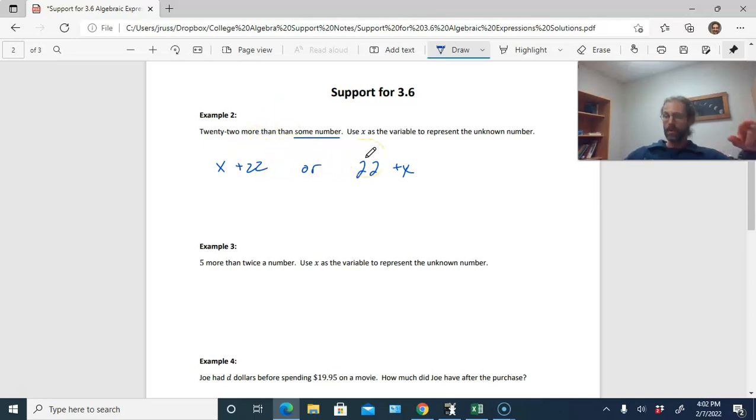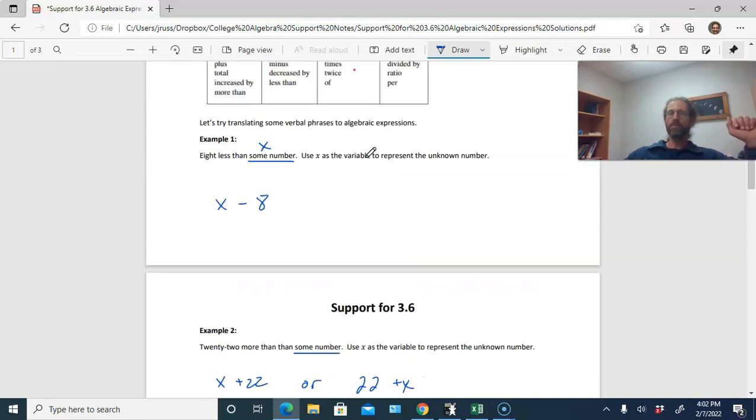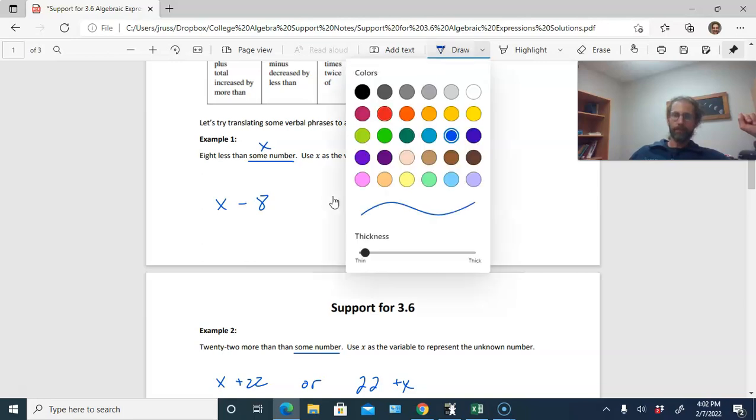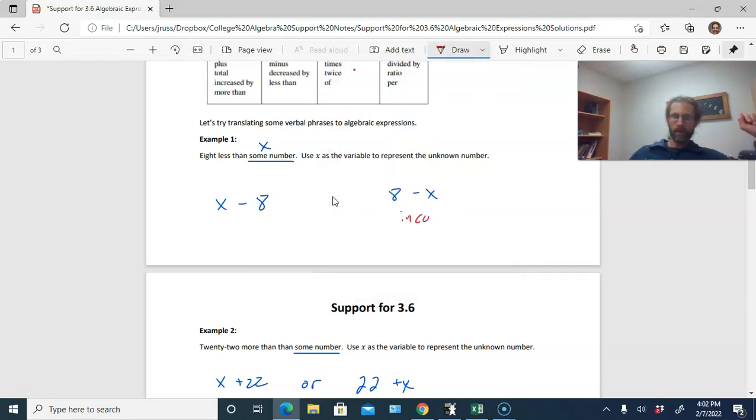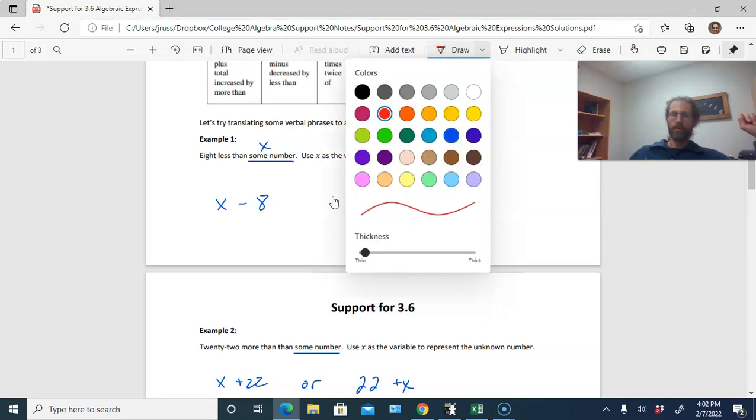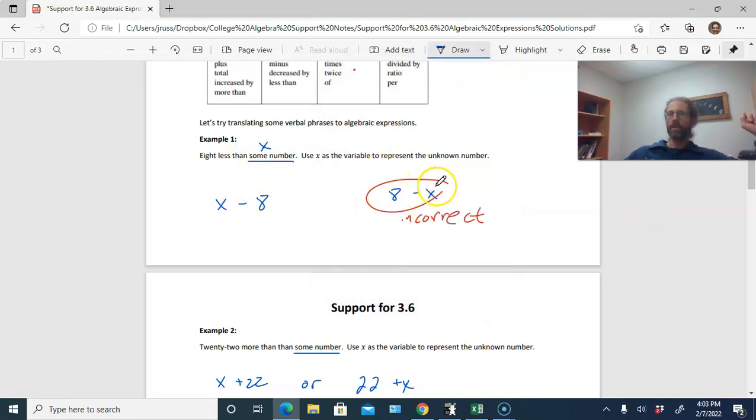However, order does matter with subtraction. So that's why this previous problem, 8 minus x would have been incorrect. Let me put this in the notes. Okay, so be careful. If it says 8 less than some number, that means we're taking 8 away from this unknown number, and we're not taking the unknown number away from 8. That's what this second case would represent.